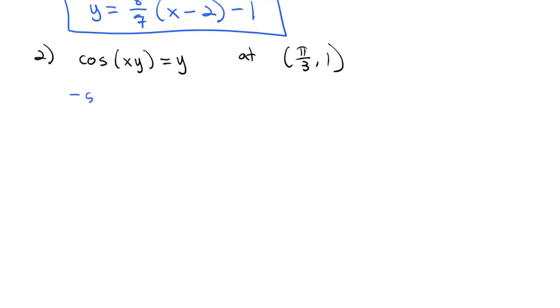So the derivative of cosine is negative sine of xy. Using the chain rule, we multiply by the derivative of what's inside. We want to make sure we multiply by the entire derivative. And because we have to use the product rule, there's going to be a plus. So I'm going to put this in parentheses to remind me to distribute the negative sine through the parentheses. The derivative of x is just 1 times the y, which is y, plus the derivative of y, which is dy/dx, times the x. And that's equal to the derivative of y, which we know is dy/dx.